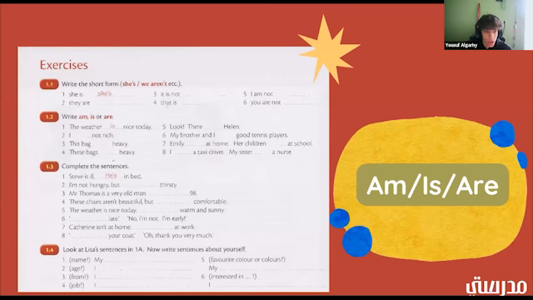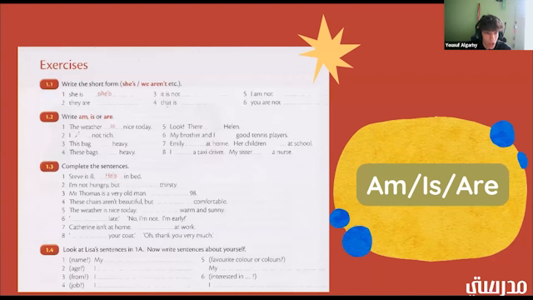Alrighty. Awesome. Okay. Now we have a different exercise. We're going to write am, is, or are in each of the sentences. Okay. So for number one, we have the weather is nice today. All right. So that one makes the most sense because you can't say the weather am nice today and you can't say the weather are nice today.